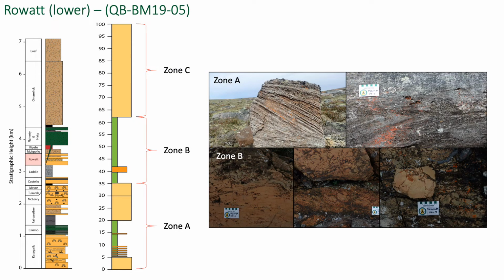Okay. Following the Laddie, we have the Rowett. Again, it is broken into a lower and upper member. The lower has been broken down further into three zones. Zone A is largely tabular coarse-grained sandstones, whereas Zone B is more intraclast conglomerates and dolomitic sandstones with thick intervals of thinly laminated greenish mudstones. You see more of the intraformational conglomerates in those bottom three photos.